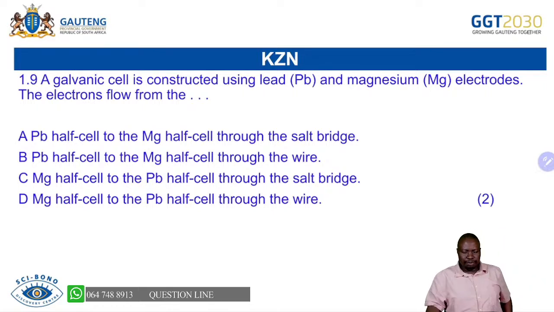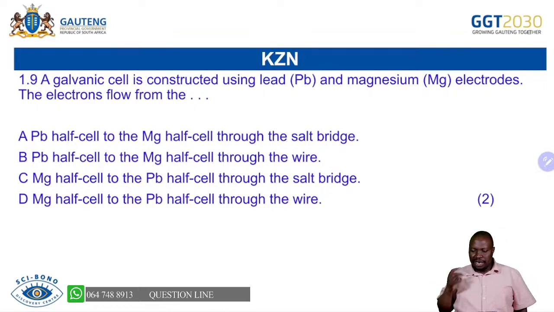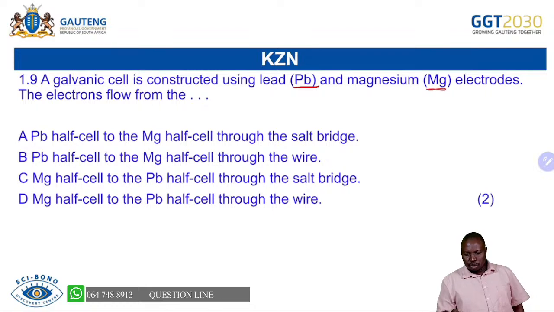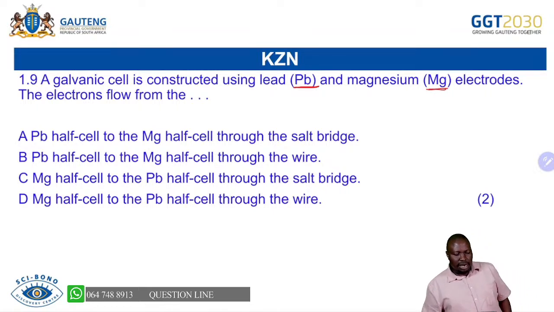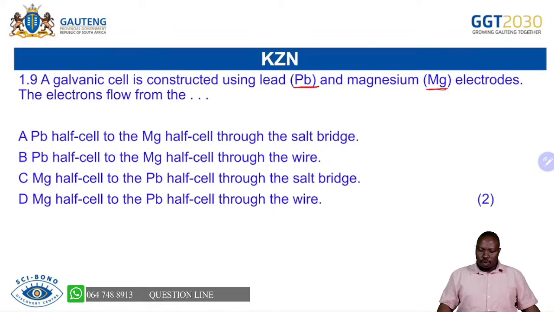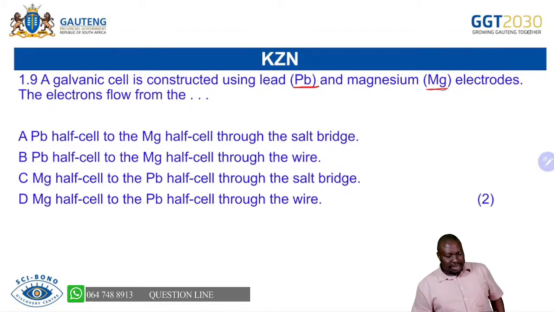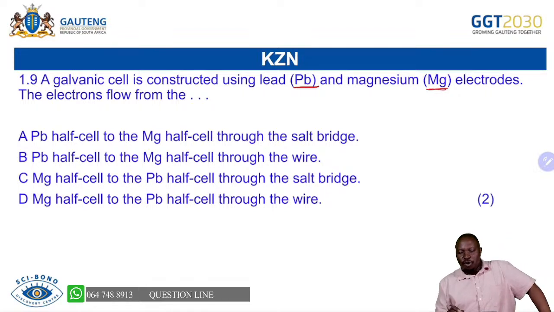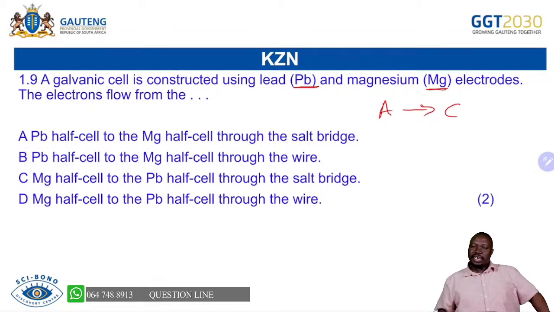Now let's go to the question paper adopted from the KZN prelim, which says a galvanic cell is constructed using lead, which is Pb, and magnesium. So we have lead and magnesium electrodes. The electrons will flow from there. Then you are able to check. The main thing here, remember, electrons always flow from anode to cathode. So that is the understanding.